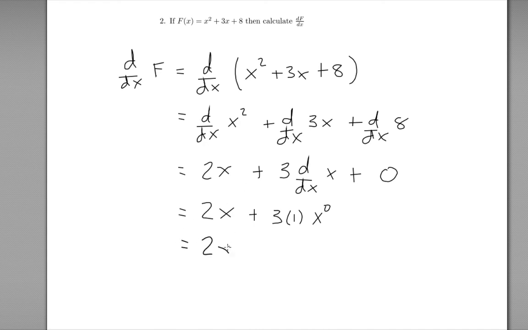So this becomes 2x plus 3 times 1 is 3, and x to the power of 0 is just 1, so we can just leave it like that. So this is the derivative of our original function, capital F.